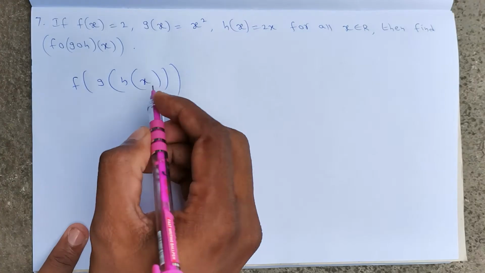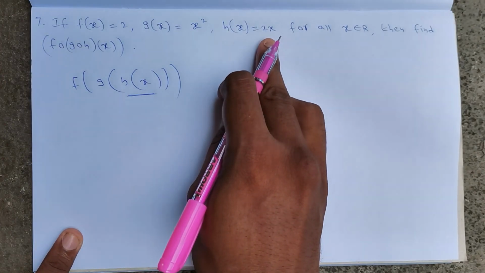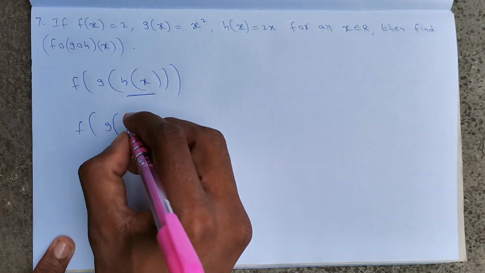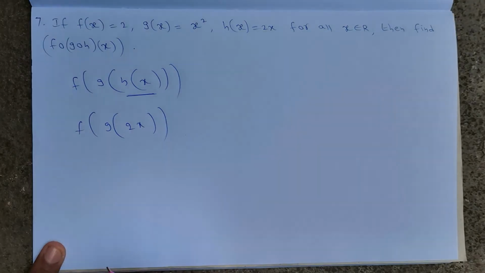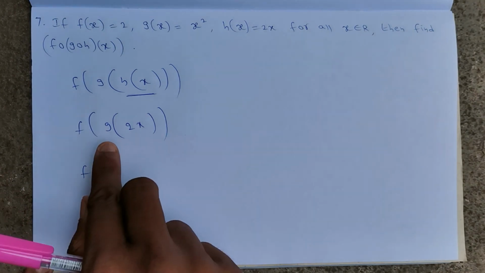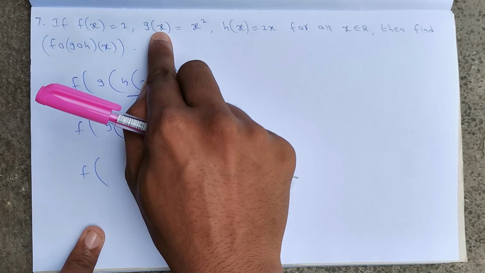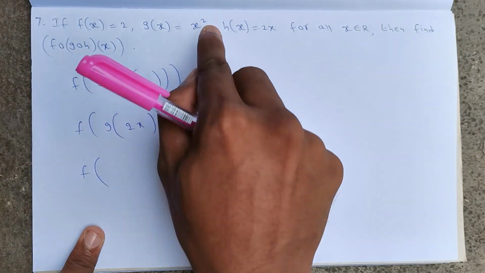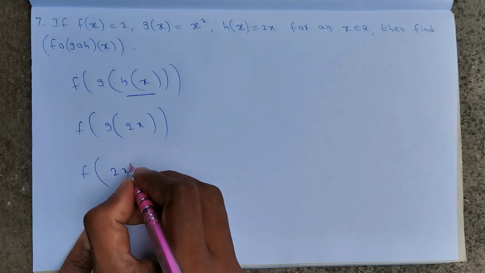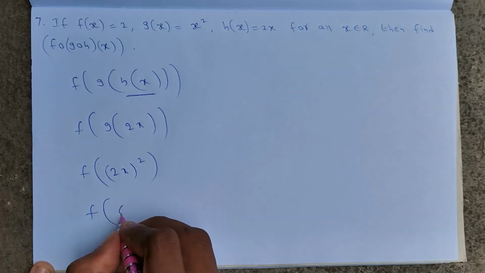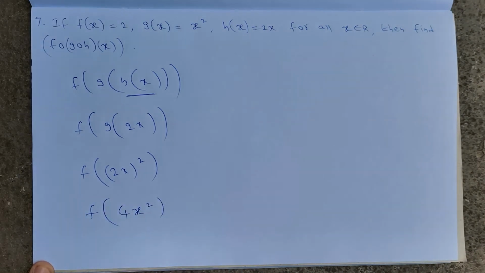First, in the place of h of x, what they gave as the function, I am substituting that. f of g of h of x is nothing but f of g of 2x. Now g of x is nothing but x square, so in the place of x we need to substitute 2x. So here x square, then it will be 2x whole square. So we will get f of 4x square.